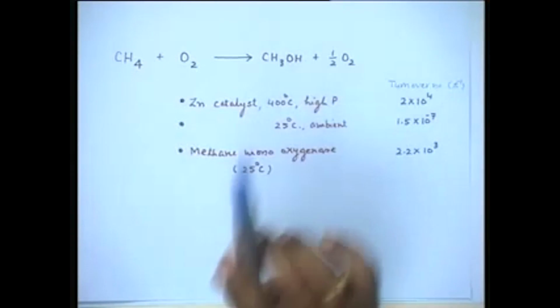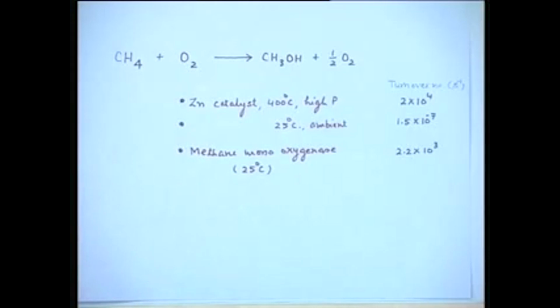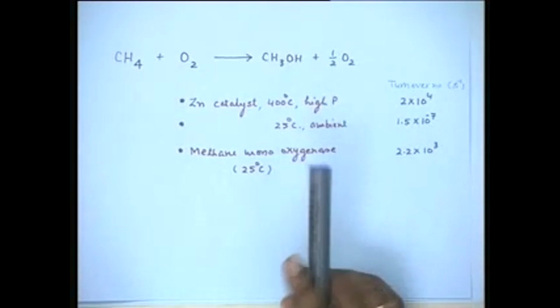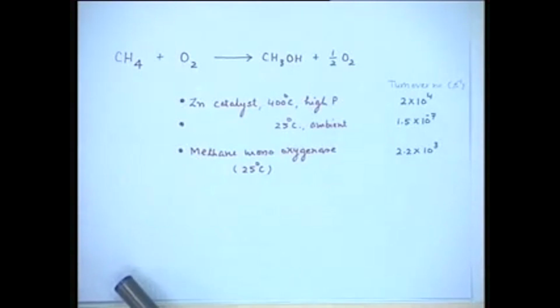Another way to look at it is another very interesting reaction in living systems, that is the oxidation of methane. The methane monooxygenase enzyme oxidizes methane into methanol spontaneously in the living cells, particularly those organisms which can survive or consume methane as a carbon source. And this is the very first reaction which they carry out when methane is used as a carbon source. Now, this reaction can also be carried out chemically using a chemical catalyst with a zinc catalyst at 400 degrees centigrade and high pressure, almost a few hundred atmospheres, and the turnover number is of the order of 2 into 10 to the power 4 per second. That means the number of moles of methane oxidized per second per mole of the catalyst.